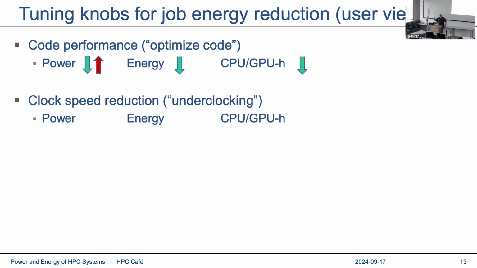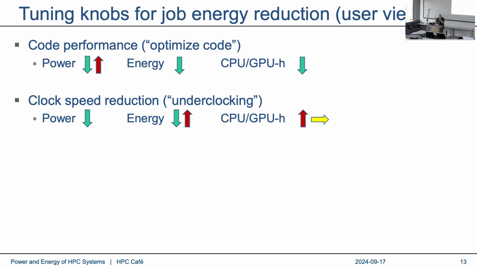The second tuning knob is clock speed reduction, so underclocking. By default, on Fritz, for example, the CPUs are running in turbo mode, so the CPU has some freedom to choose a clock speed even above the base clock speed that's put on its case. But you can play with that. Okay? You can set a clock frequency that is lower than that. So what happens to power? It will inevitably go down. If you reduce the clock speed, power will go down. That's for sure. The energy may go up or down. I will show data later.